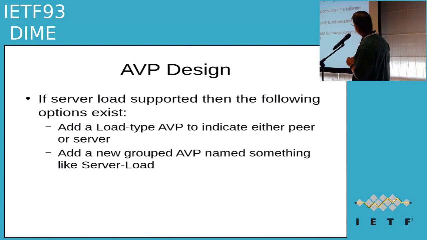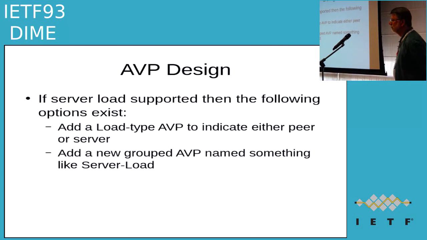As far as AVPs are concerned, two options. One, we have a load type AVP as part of the grouped load AVP, which indicates whether it's a peer report or an endpoint report. Or we could have a completely separate set of AVPs, a new grouped AVP called something like server load or endpoint load that has the same information in it, the same two sub-AVPs that we talked about earlier.